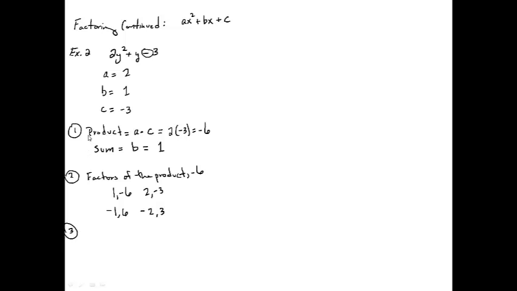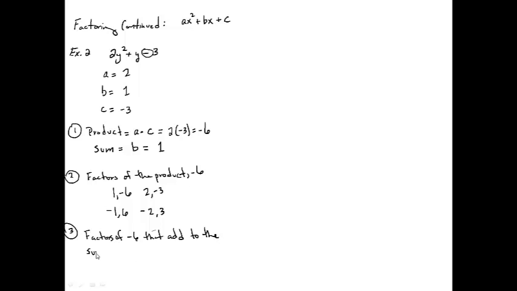So the first step was product and sum. Product is always A times C. 2 times -3 is -6. The second step is the factors of -6. Here they are. Then the third step is factors of -6 that add to the sum.